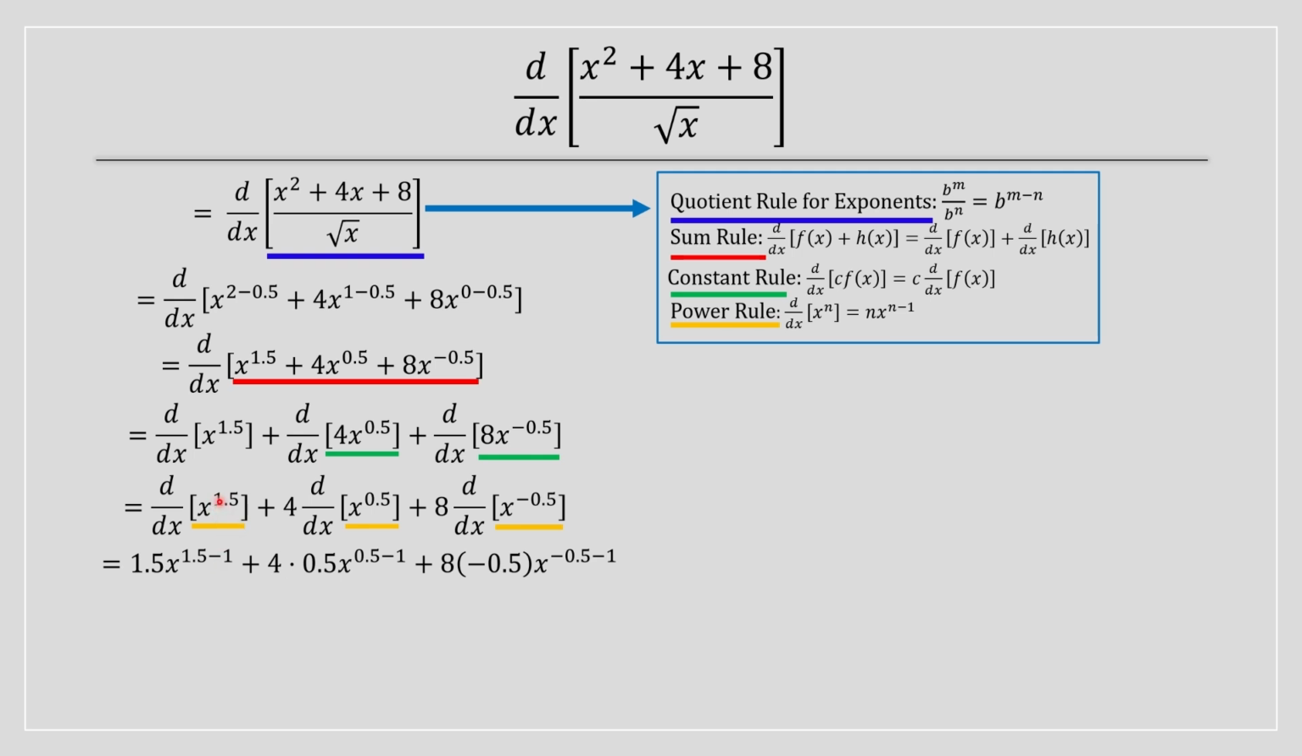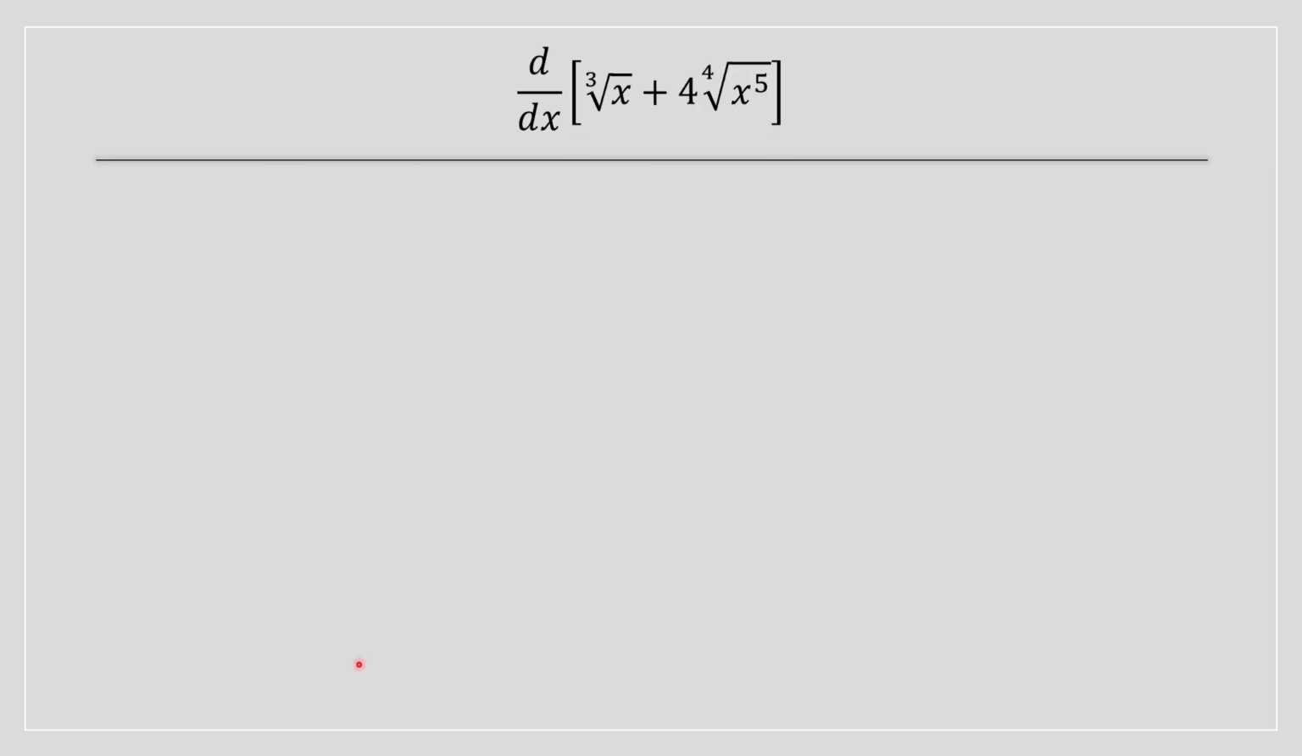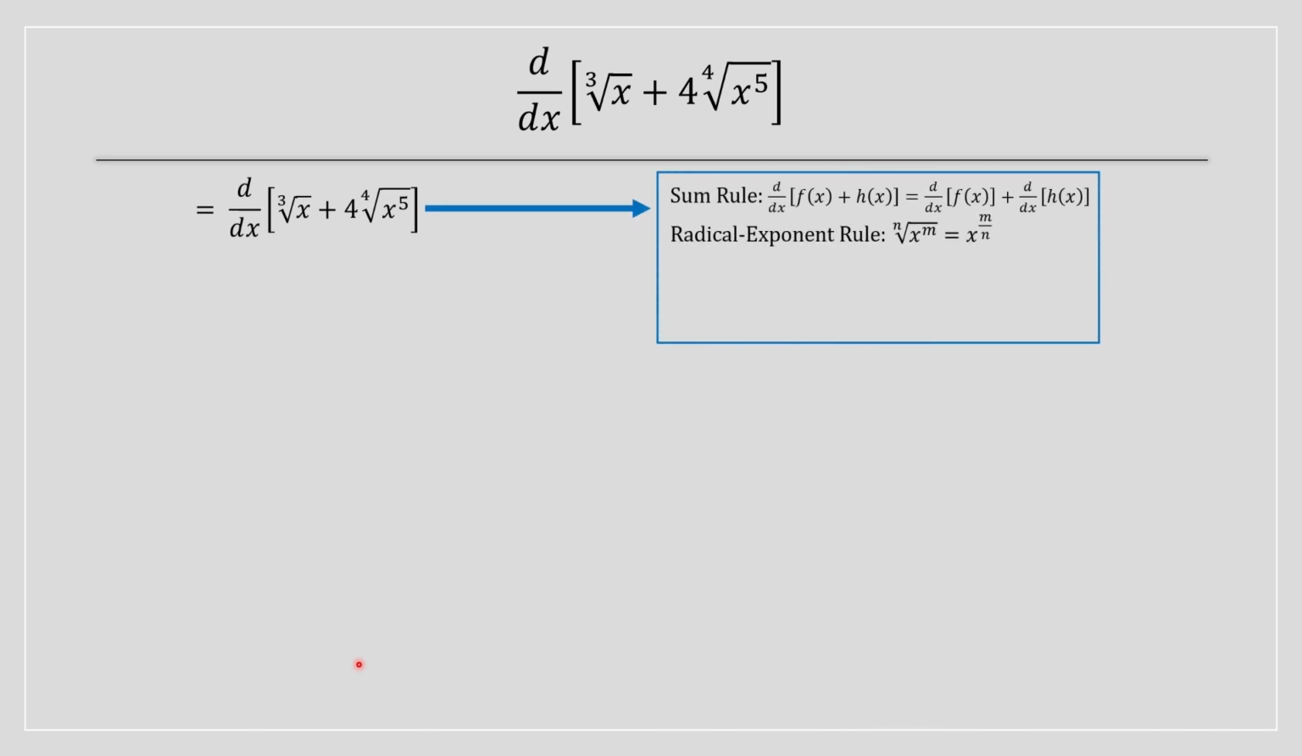Like over here, we take 1.5 minus 1 as stated in the rule, and we put this 1.5 at the bottom, and we acquire this, and this is another way to rewrite it, and that's the answer to this question. Question 2. Over here, here are the tools to solve this question.